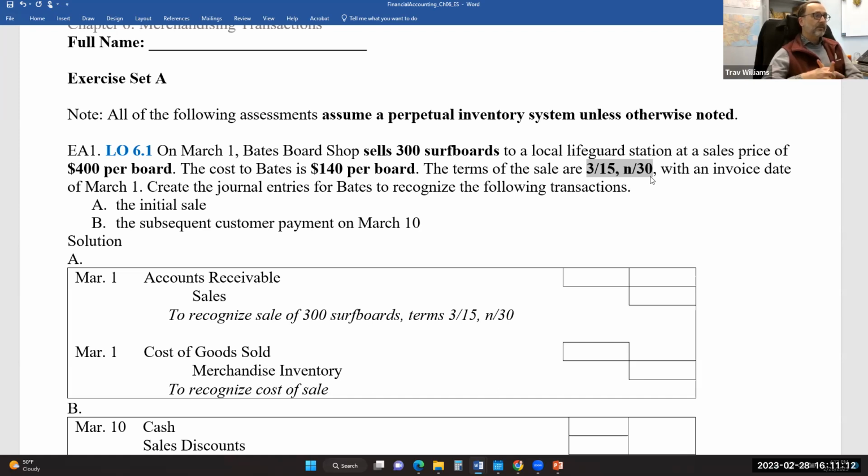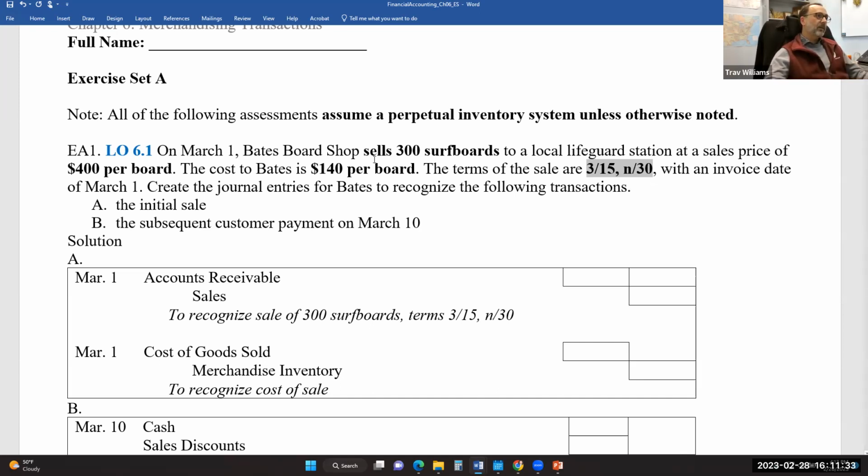Now, in these exercises and problems, the invoice date is always the same as the purchase date. In real life, it could be a different date. If it took time to produce the invoice, maybe the company doesn't do it right away, the seller. But to make it easy, it's just going to be the purchase date.